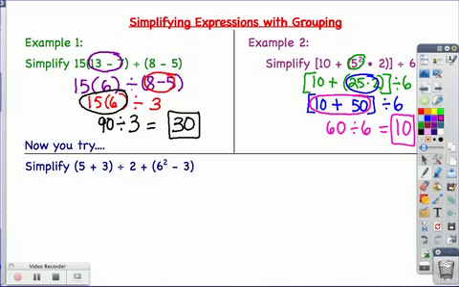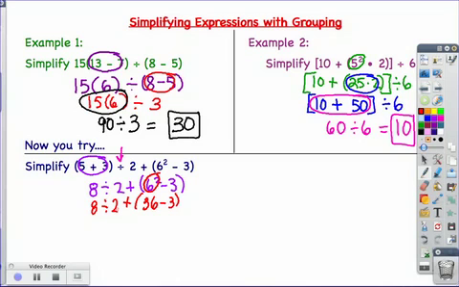Step 1, I begin with the leftmost parentheses, which is 8 divided by 2 plus the quantity of 6 squared minus 3. In my rightmost parentheses, I have both exponents and subtraction, so I begin with the 6 squared, which is 36, and I recopy everything else. Next, 36 minus 3 to get 33. I no longer need the parentheses since there's a plus sign there. 8 divided by 2 is 4, plus 33 equals 37, our final answer.